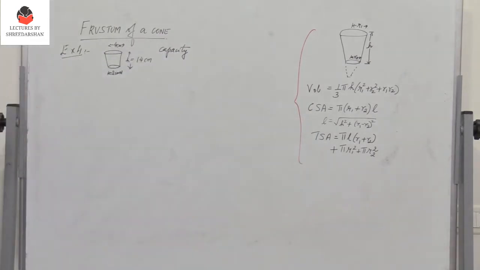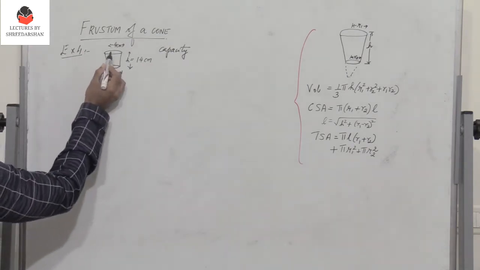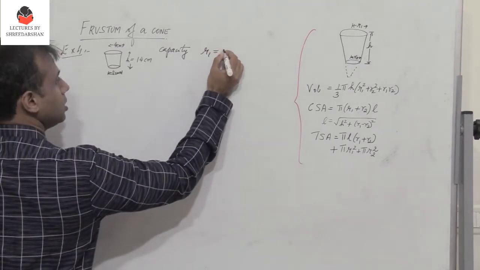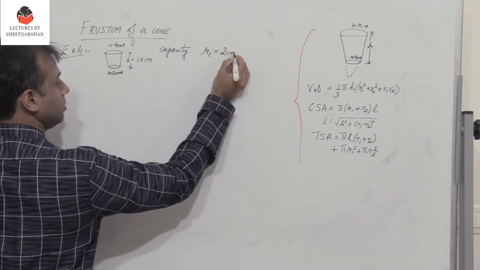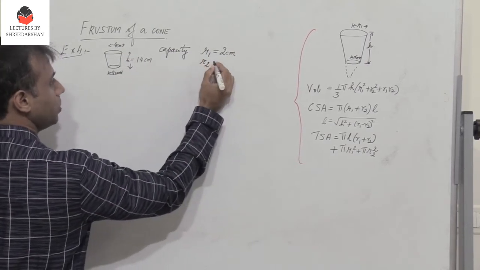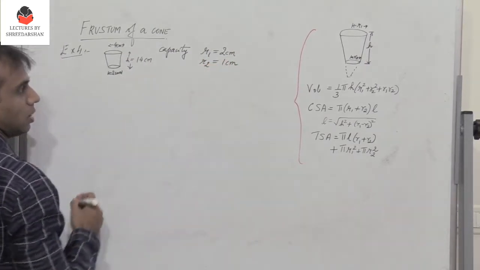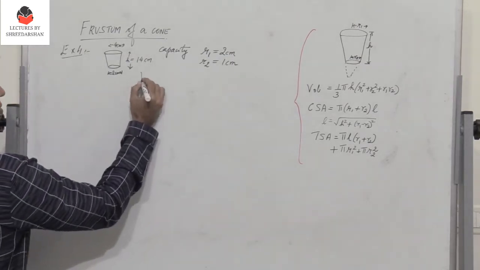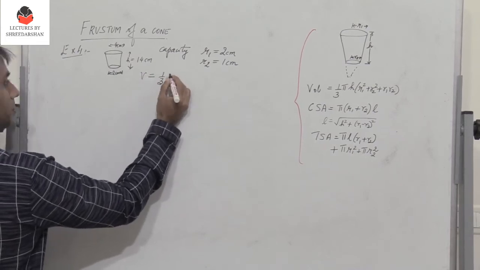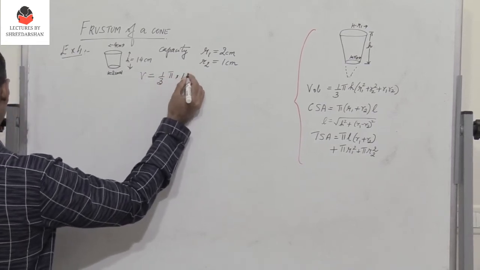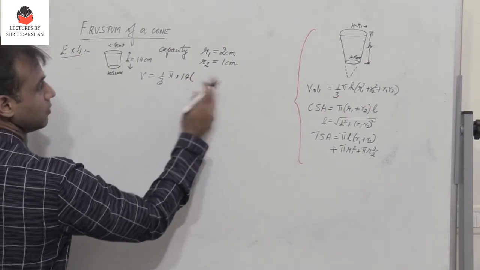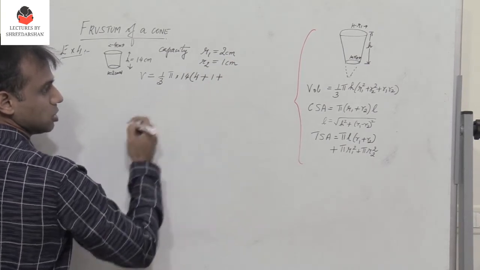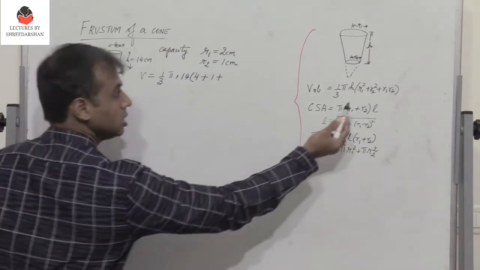Now the given data is the diameter here. So the larger diameter is 4 and the smaller diameter is 2. So the radius R1 is 4 by 2, which is 2 centimeters, and the smaller radius is 2 by 2, which is 1 centimeter. So all the values are given. So therefore we have the volume equal to 1 by 3 pi into h is 14, into, so I have R1 square which is 2 square which is 4, plus R2 square is 1 square which is 1, plus R1 into R2 which is 2.